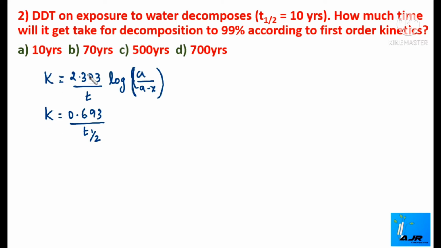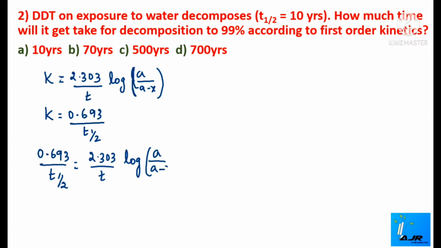So now I am going to equate these two formulas. So this formula goes like this, 0.693 by T half is equal to 2.303 by T log concentration of A by A minus X. Now, see here I am going to substitute the values now. Already we know T half is nothing but 10, is it not? So 0.693 by 10 years. It's 10 years, it's already given. That is equal to 2.303 by T. So this is the time we want to find out.